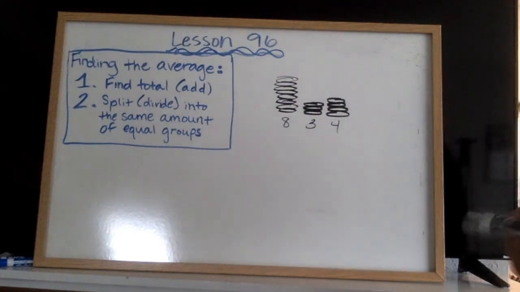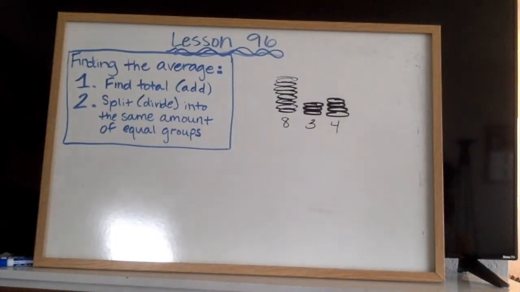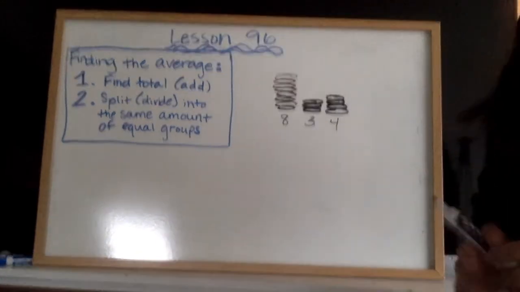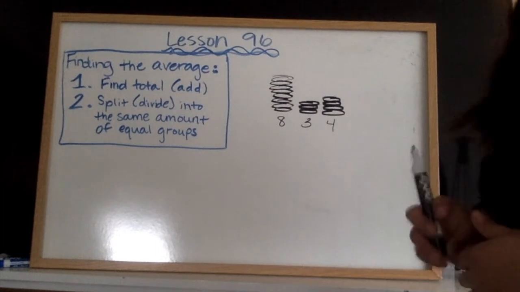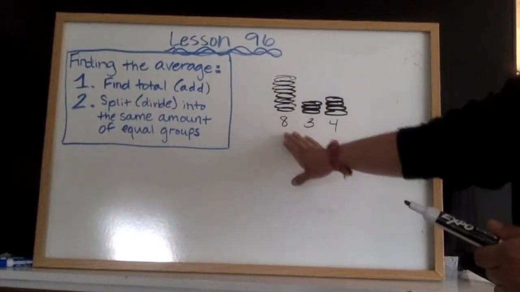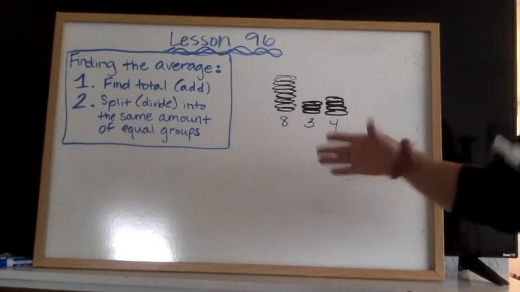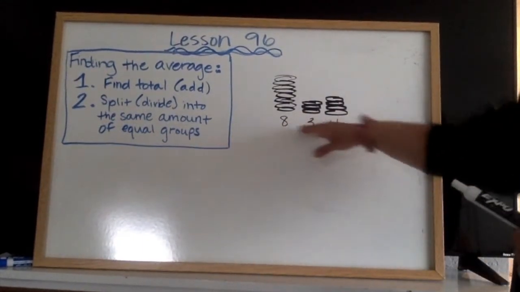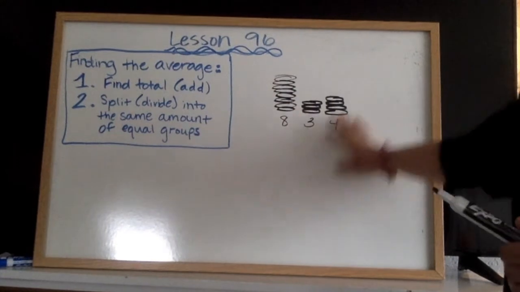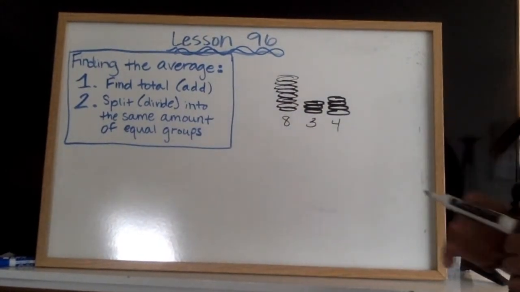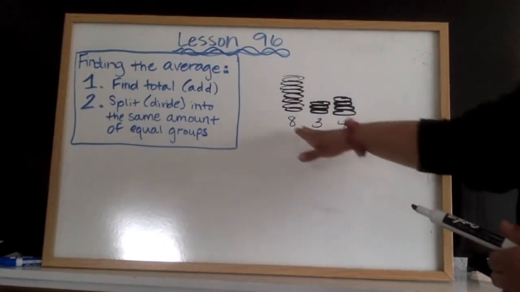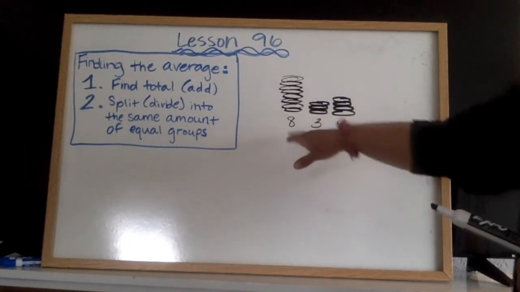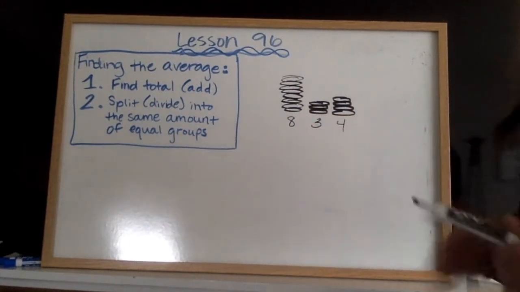Good morning. Today we're talking about lesson 96 and we're learning a new concept called an average. Now an average is when you take a group of items. So for example, I have stacks of coins right here. And you're going to take all of these stacks of coins and you're just going to add them all up. And then you need to figure out how many could fit in each group if you were making equal groups.